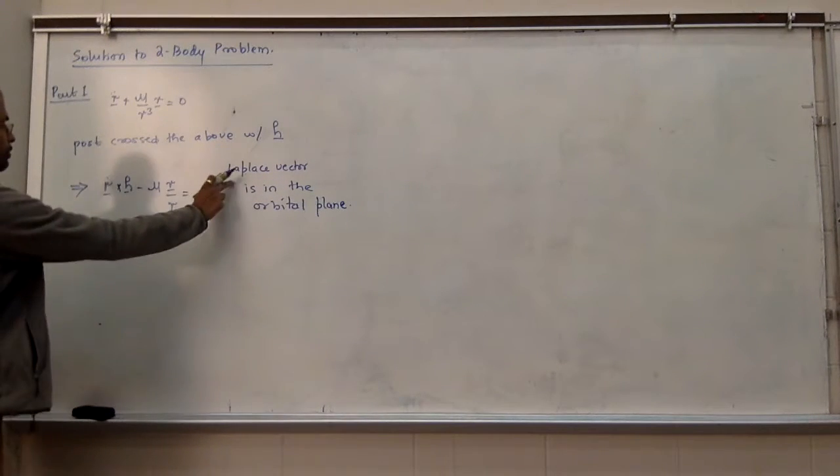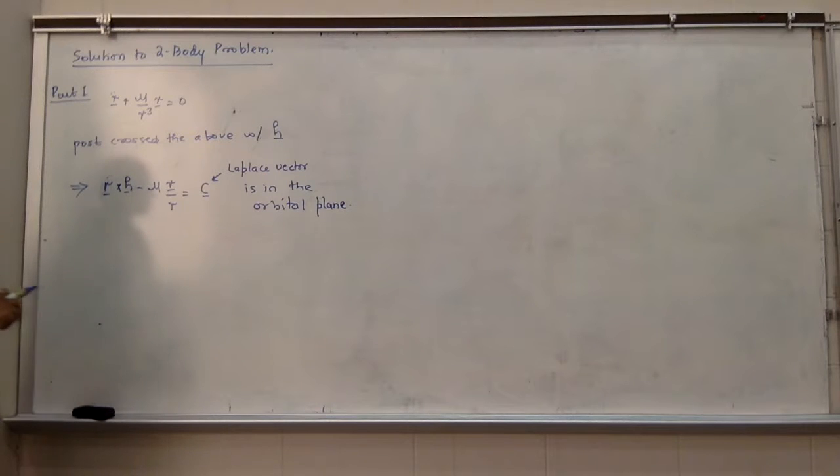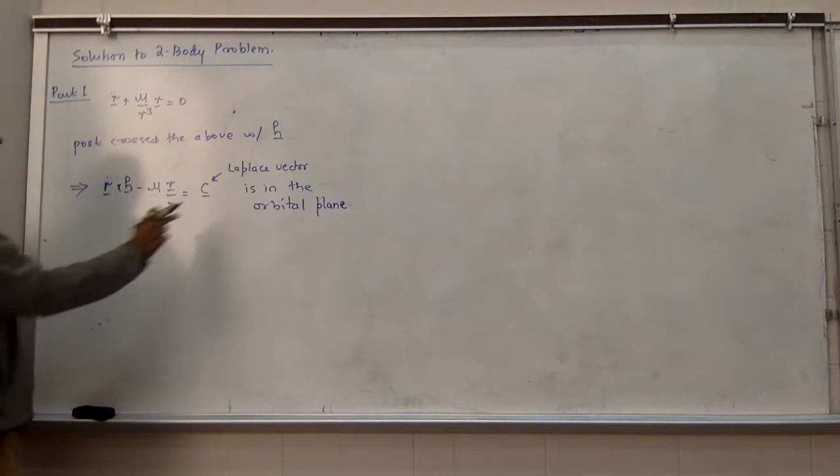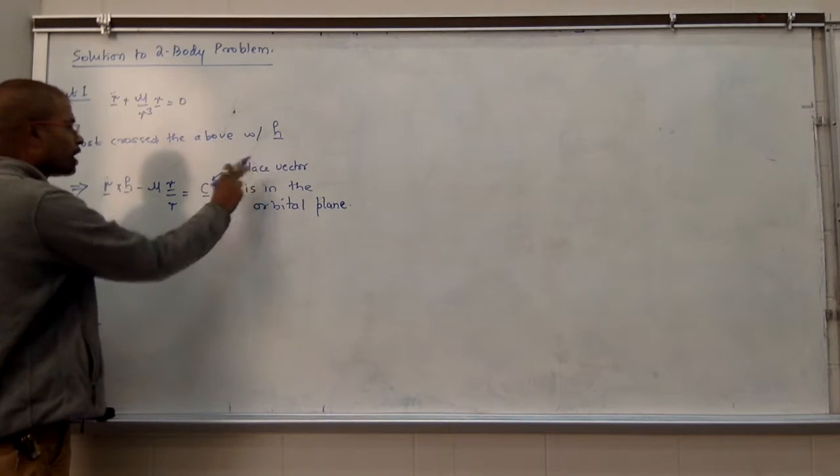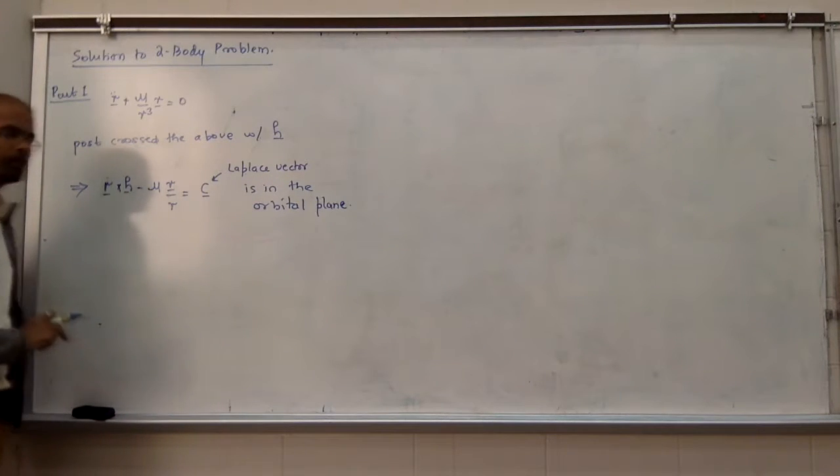So this Laplace vector is in the orbital plane, and that is the kind of knowledge that will be tested when you do your exam. This cross product, dot product, where the vectors are, that's what your understanding has to develop, and that's what the first assignment is about. Now try to understand. If you don't understand this, review why this Laplace vector is in the orbital plane.